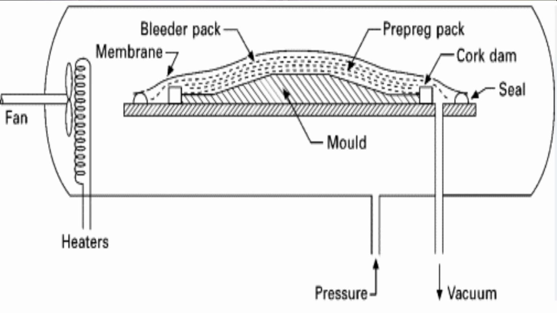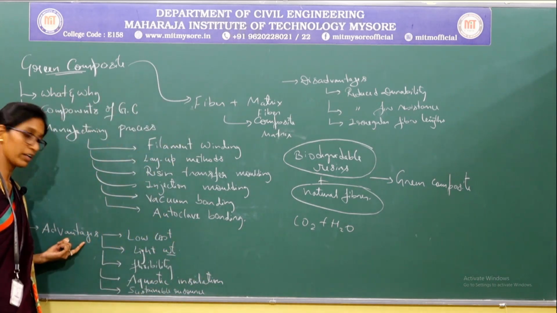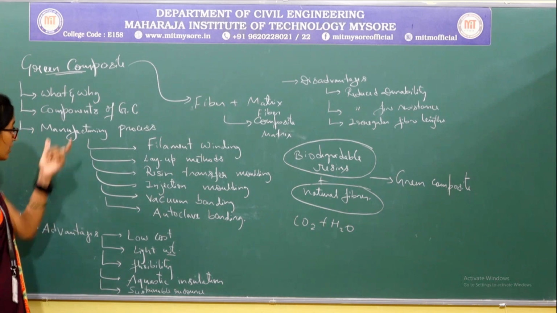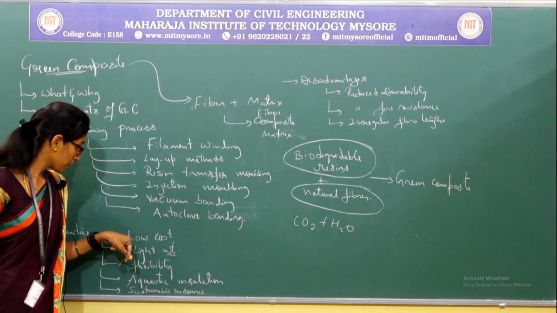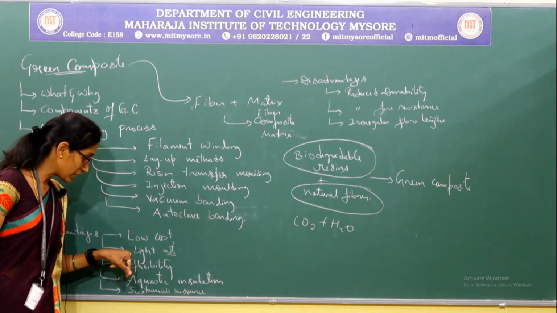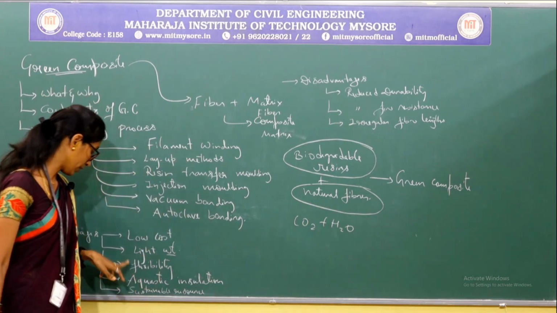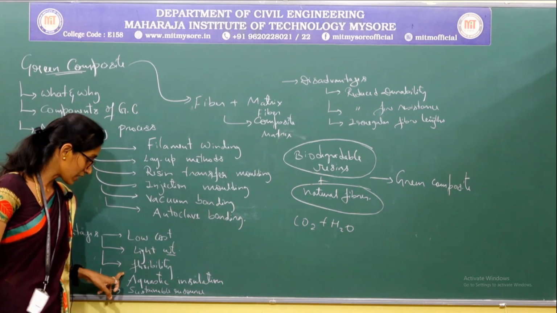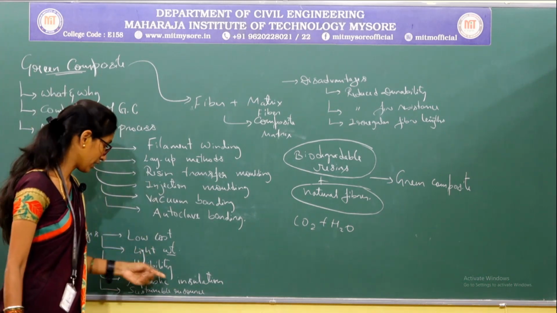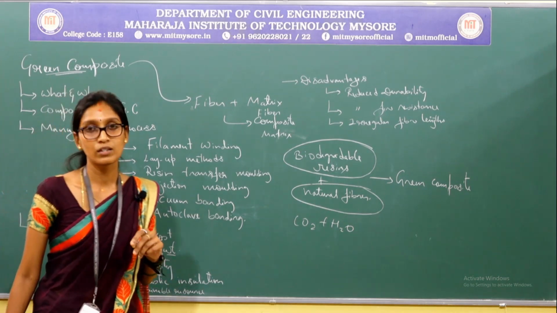The process takes much longer than the others and is relatively expensive. Now let's see what the various advantages are. By utilizing these green composites, we can reduce the cost of the material. As the materials are lightweight, they can be utilized in various structural components, and we have the flexibility of using these composites. At the same time, they are acoustic, or I can say sound insulating material, and they are even sustainable in nature.